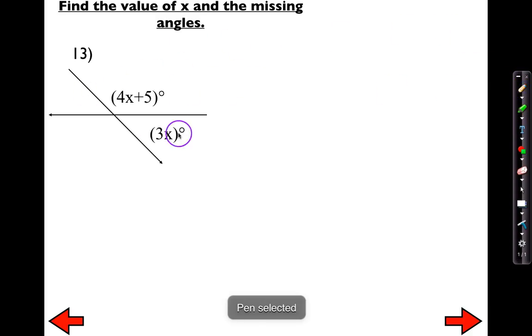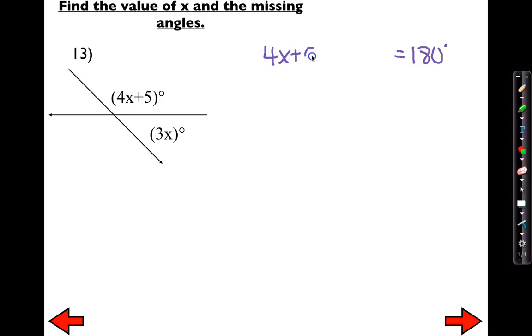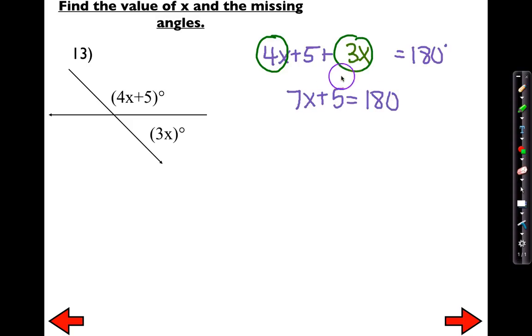Okay, so hopefully you recognize that these two angles are supplementary. So you're going to go ahead and add them up. They should equal 180, so we're going to set it up as 4x plus 5 plus, I'm using different colors so you can kind of see, 3x. So the very first thing you're going to want to do is go ahead and combine like terms. So this is going to be 7x plus 5 equals 180 degrees. Now we're going to go ahead and subtract 5 from both sides, which is going to leave us with 7x equals 175. Now do the inverse, which is divide both sides by 7.